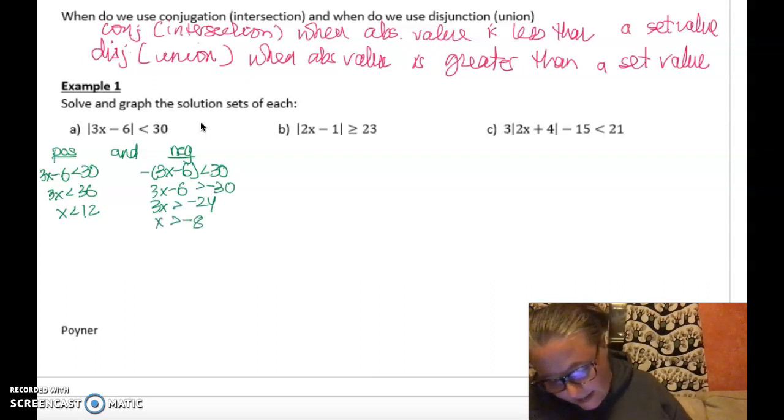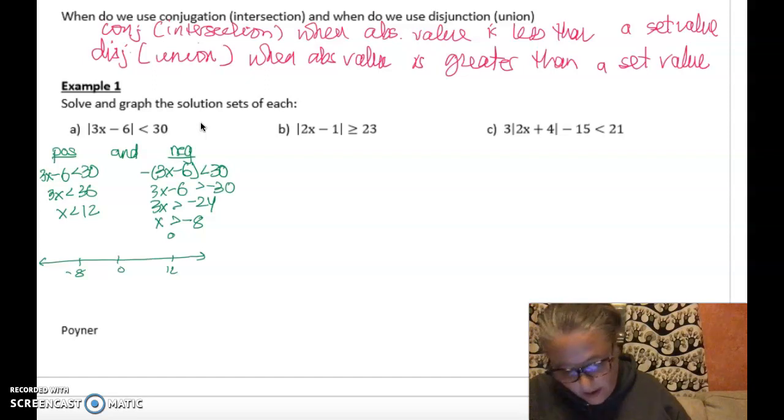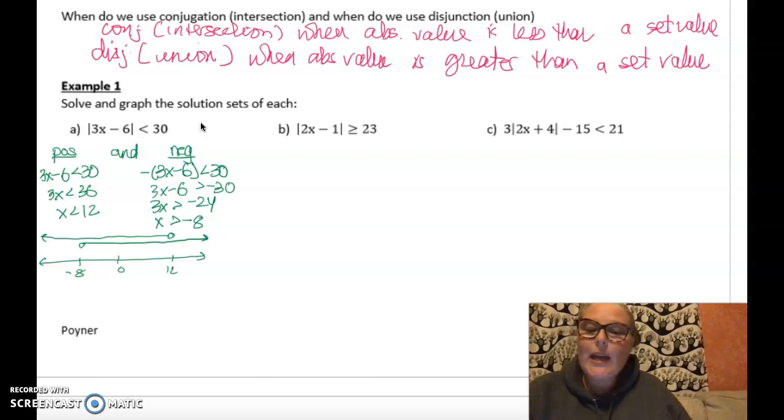And because it's an and, I need to find where those two sets intersect. So I'm just going to put a 0 here in the middle, and -8. It doesn't have to be accurate, the drawing. We're just sketching it out to get an idea. So we have 12. Notice that I'm not putting the graph on the number line, I'm just putting it above. That's the one set, and the other set is greater than -8. It's the word and, so I'm looking for where they intersect.